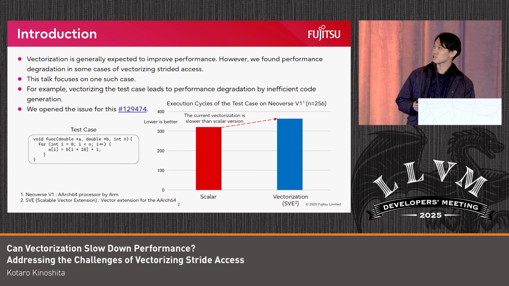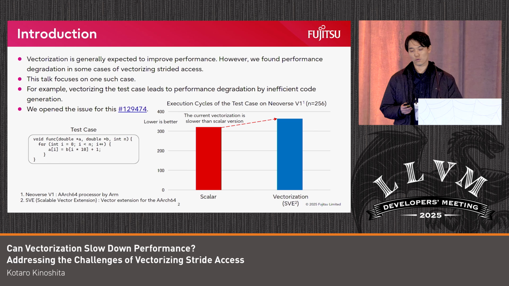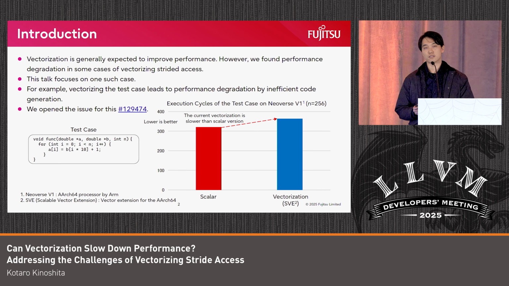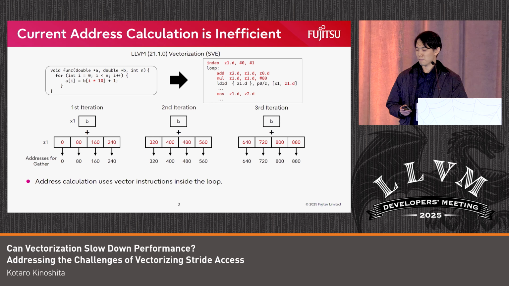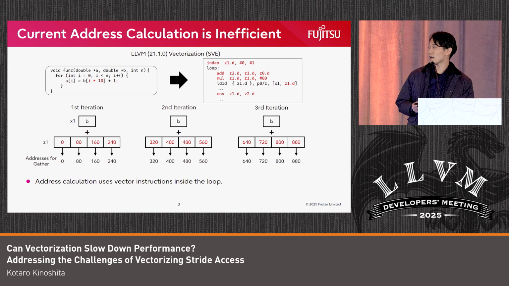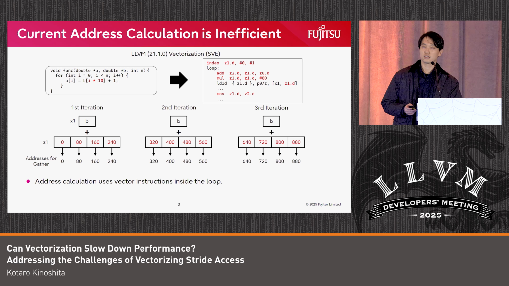While this talk focuses on AArch64 SVE, we believe this issue may be relevant to other architectures as well. One of the problems with the code generated by the current LLVM vectorization is its inefficient address calculation. With SVE, strided axis requires the use of gather instructions.